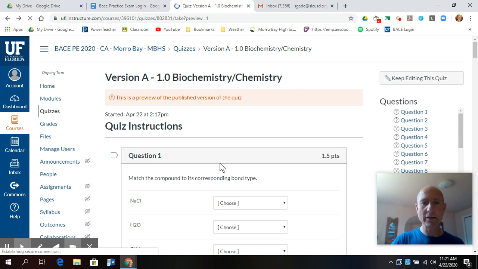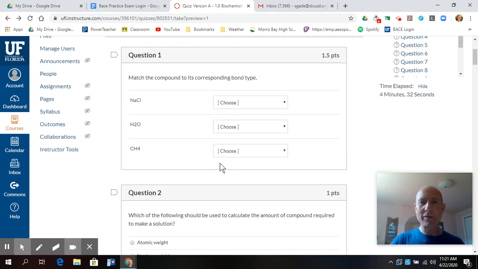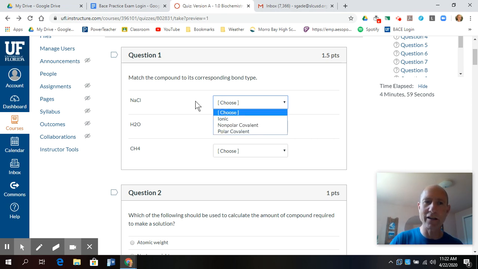Question 1, match the compound to its corresponding bond type. Let's see what our choices are: ionic, nonpolar covalent, and polar covalent. Ionic is where electrons are stripped away and you end up with ions that stick to each other. Covalent is where they're shared. Nonpolar means they're shared perfectly. Polar means they're sharing, but one of the atoms is hogging them more than the other.